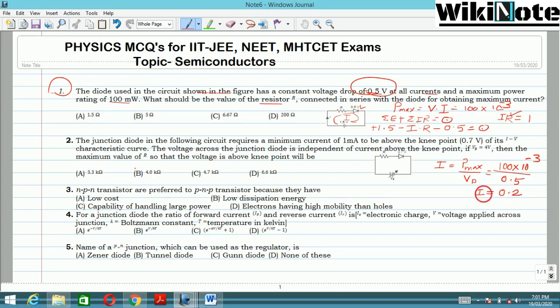So that is the current which is flowing through the diode, the maximum current. And if I put that value over here, so that value will become 0.5 100.